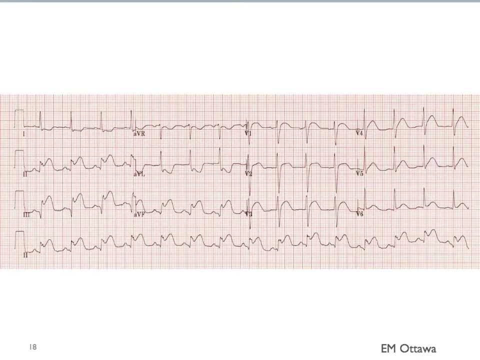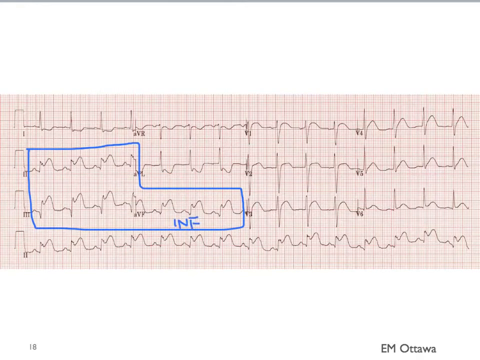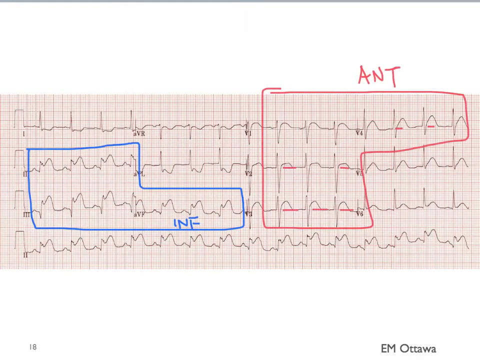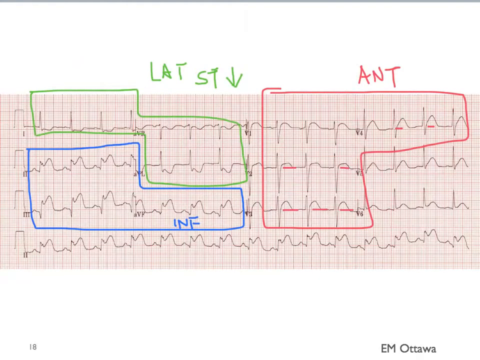Let's try this one. Where are the ST elevations? In the inferior leads, and some in the anterior leads, a bit more subtle. This time, where are the ST depressions? We expect them to be in the lateral leads since the inferior part reciprocates with the lateral. Are there ST depressions? Yes, there are some in I and aVL. Therefore, you can explain all the EKG changes with regard to the STs by an antero-inferior ST elevation MI with reciprocal changes in the lateral leads.